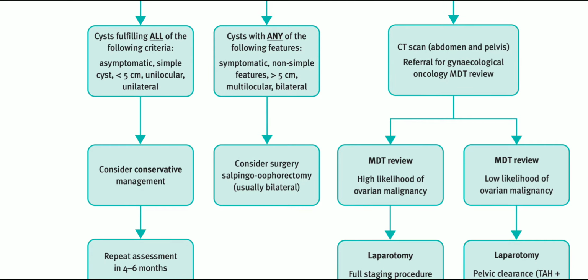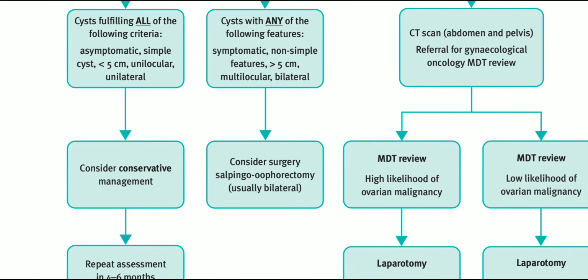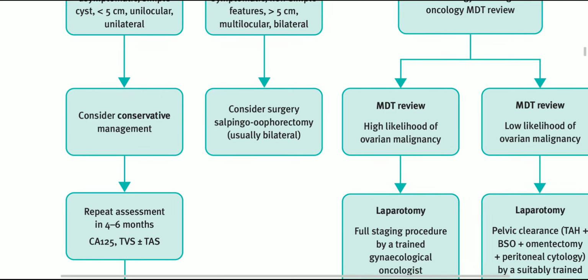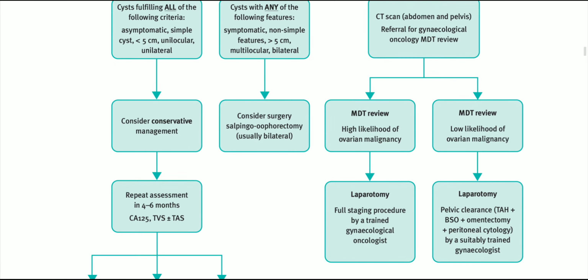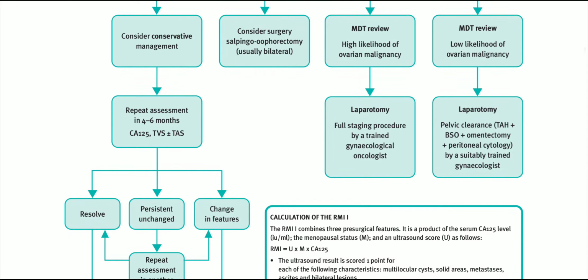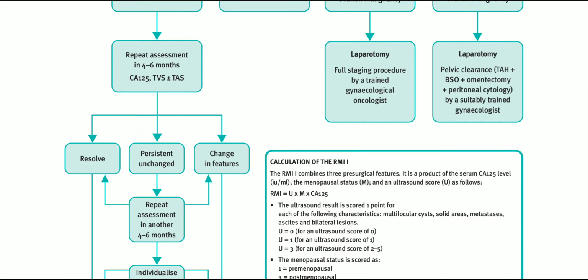When the cyst fulfills these criteria: if it is asymptomatic, if it is a simple cyst, if it is less than 5 centimeter, unilocular, unilateral. If it fulfills these criteria, then we follow conservative management. How will we do it? We will reassess the patient in 4 to 6 months, and we will recheck CA125 and transvaginal ultrasound or transabdominal, by doing the RMI.